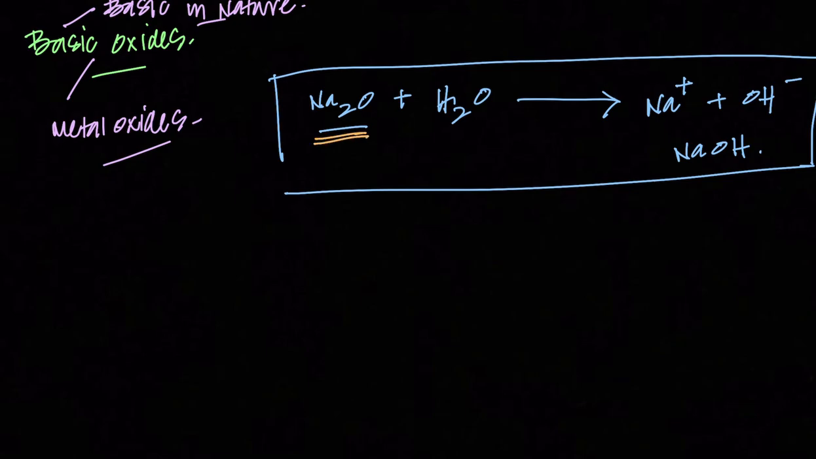So whenever you have a metal oxide and it's basic in nature, you add it to water, it will always give you the hydroxide ions. That's why we say they are basic in nature, and that is the reason why they also react with acids.